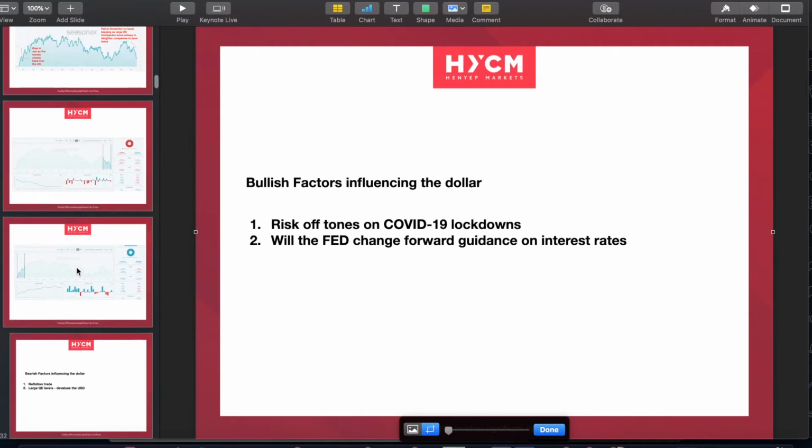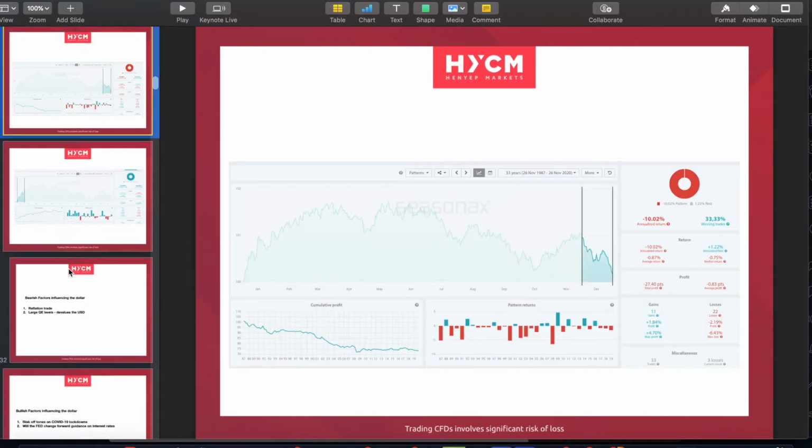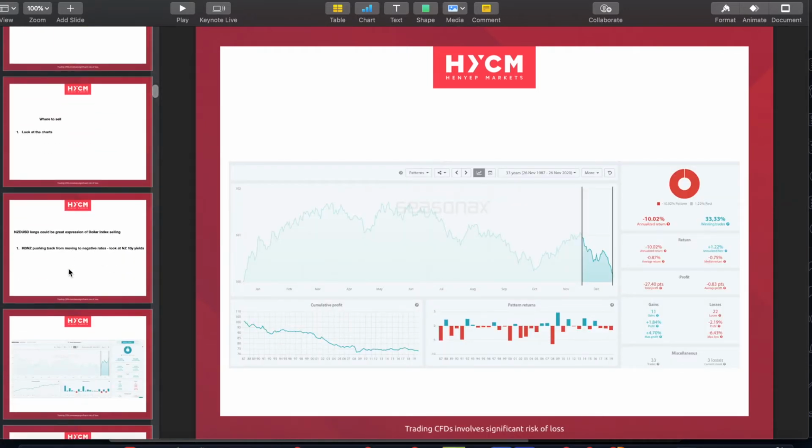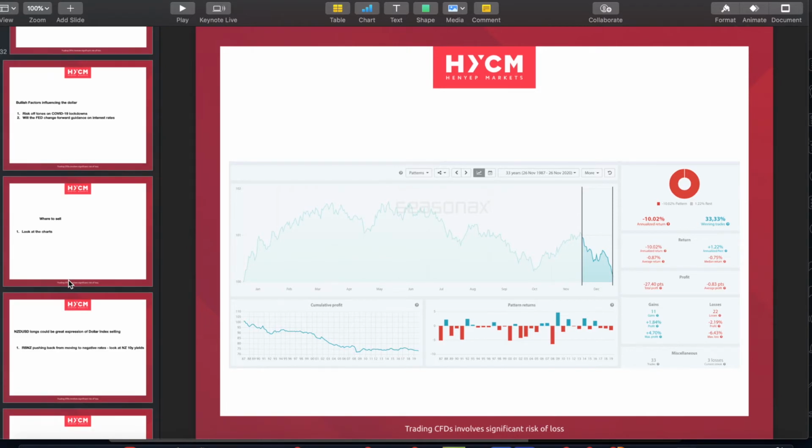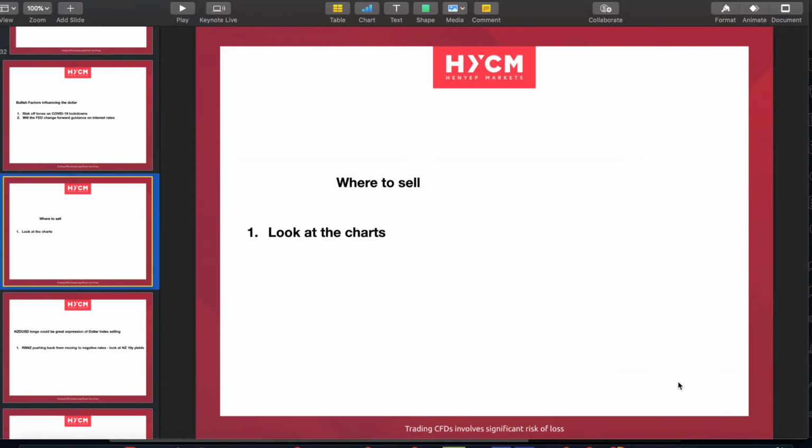But at the moment, you can see that those patterns for dollar weakness are very, very well historically backed up, and we do have bearish reasons for the US dollar at the moment. So where might there be potential opportunities to sell this?